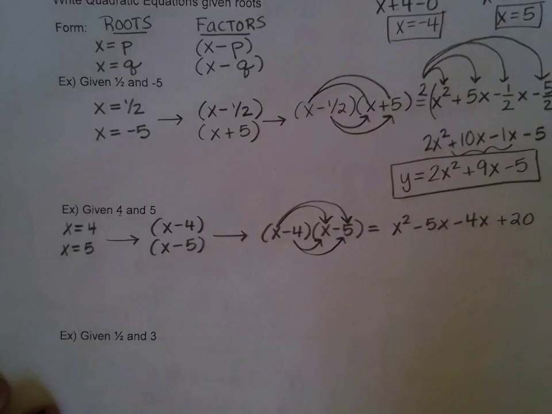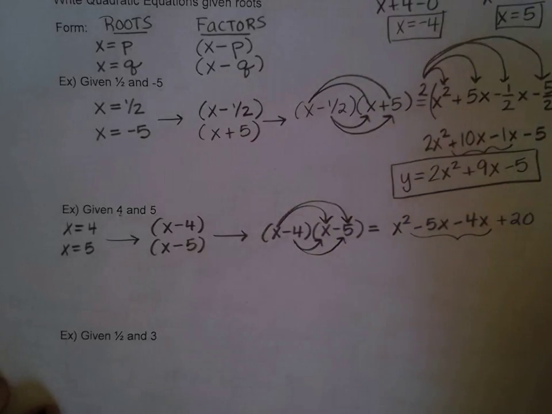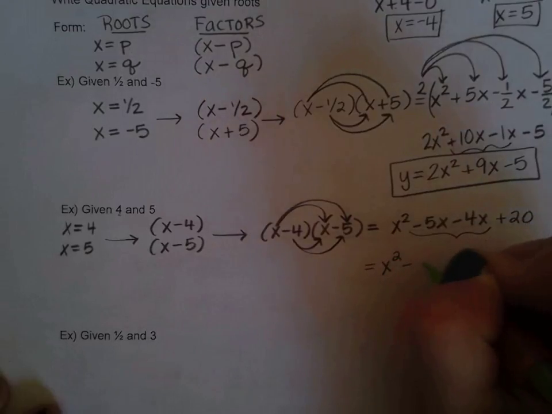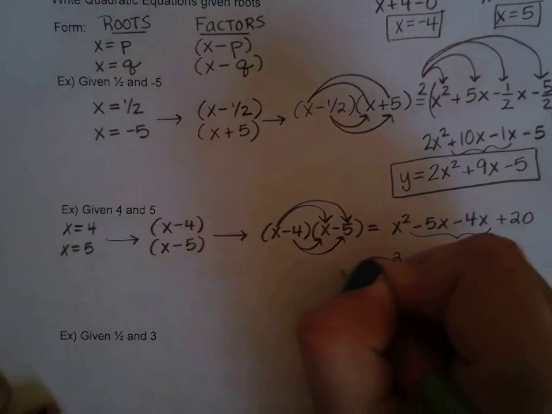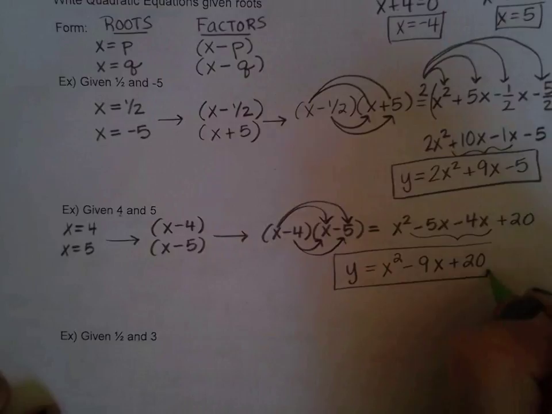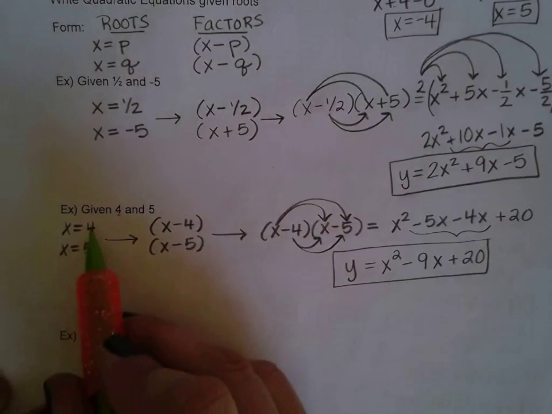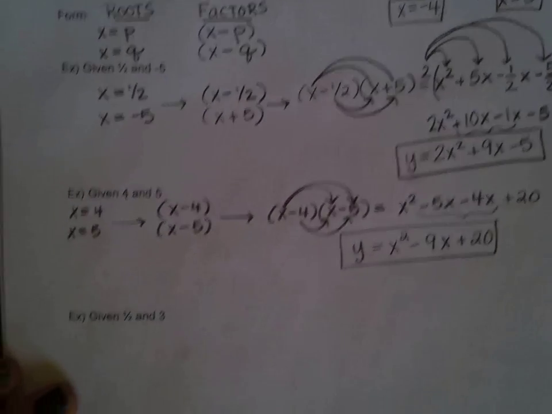Thankfully, I have all integers, so I don't have to worry about fractions for this one. So we're just going to combine like terms. So negative 5x and negative 4x is x squared minus 9x plus 20. Put a y equals in front, and that's your answer. This equation will have solutions of 4 and 5. That's where it'll cross the x-axis.